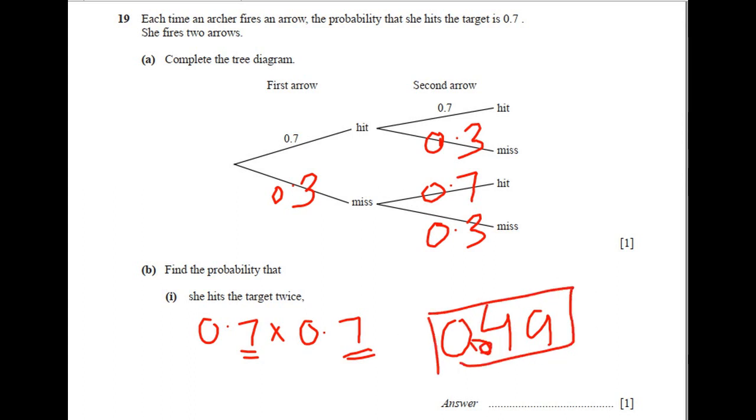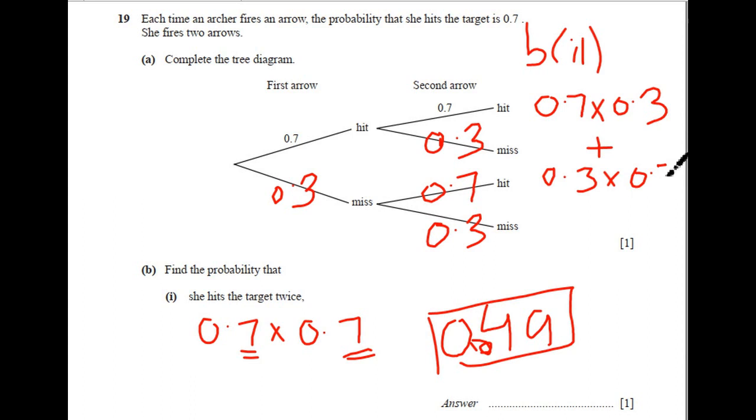Okay, for part B1. I'm doing part B2 over here, which says she hits the target exactly once. So finding the probability of hitting the target exactly once. So that means we'll hit, miss, or we'll miss and then hit. So multiply the probability 0.7 times 0.3 plus 0.3 times 0.7, which gives us 0.21 plus 0.21, which is 0.42. Answer for B2.